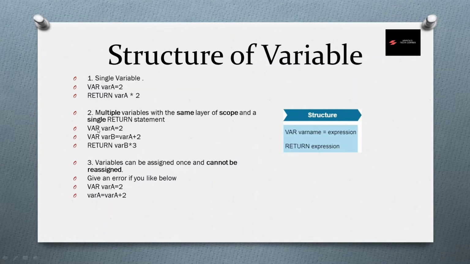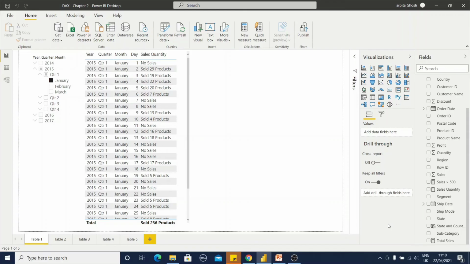Okay. So here you can observe variable A is 2, variable B is A plus 2, then returning variable B into 3. But you cannot reassign. If you try to reassign the variable A again, then it will throw an error. Okay, now we have some idea about DAX variables.